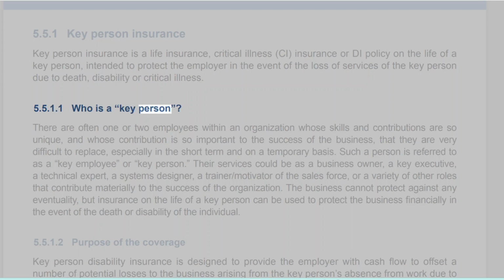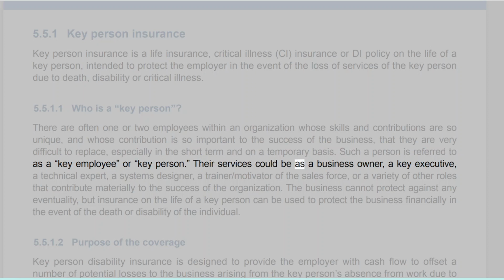5.5.1.1 Who is a key person? There are often one or two employees within an organization whose skills and contributions are so unique, and whose contribution is so important to the success of the business, that they are very difficult to replace, especially in the short term and on a temporary basis. Such a person is referred to as a key employee or key person.